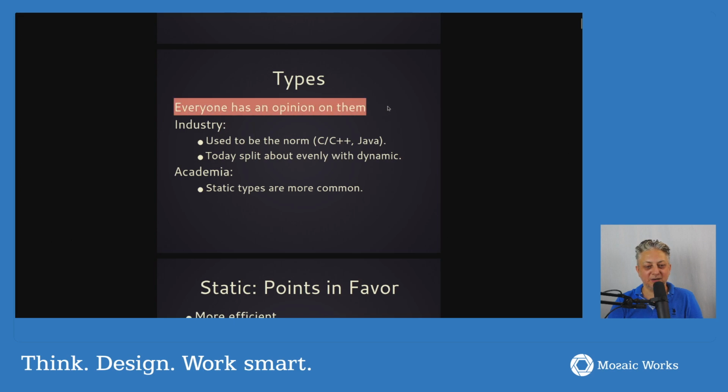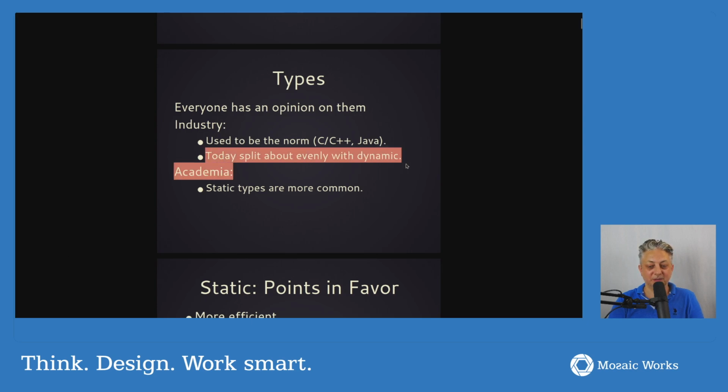types, everyone has an opinion of them. In the industry, it used to be the norm to have types, and today split about evenly between static and dynamic. So we have these languages like Ruby, Python, JavaScript, who tend to be more dynamic. In academia, static types are more common, which makes sense if you think that academia is more of a math-focused, science-focused. It makes sense that they will go with the more, what they believe is the more structured approach, which is static types. And you will notice that I don't fully agree with this, but I want to be very clear on why. So please bear with me.